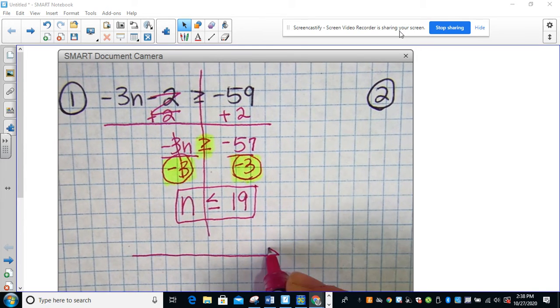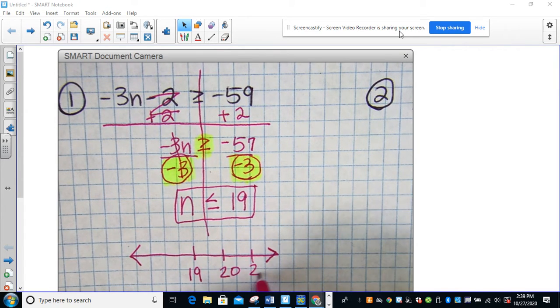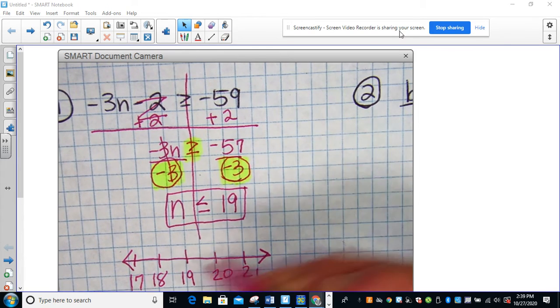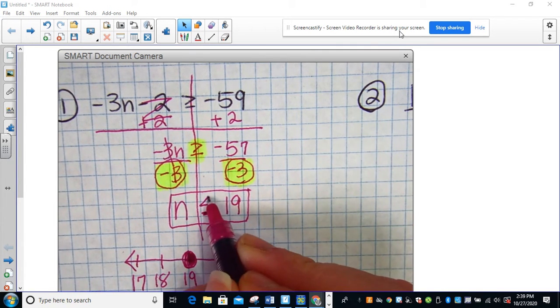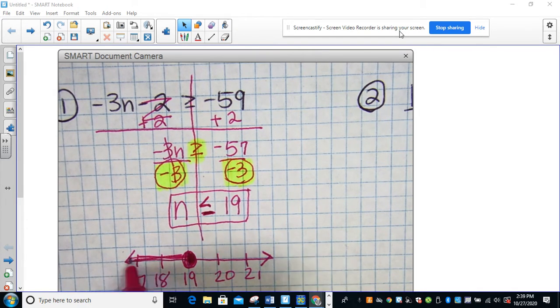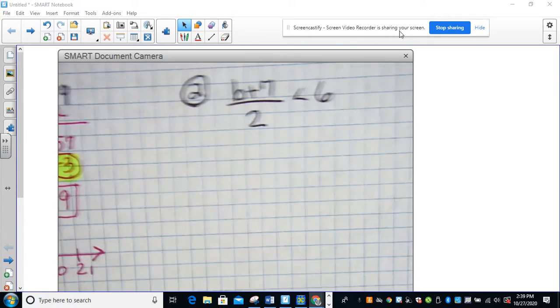So on your number line, you're going to have 19. Here's 20, 21, 18, and so forth, 17. So since there's an equal sign, this circle is at 19 and it's filled in because of the equal sign. And then this is less than, so you shade to the left. Any number equal to or less than 19.